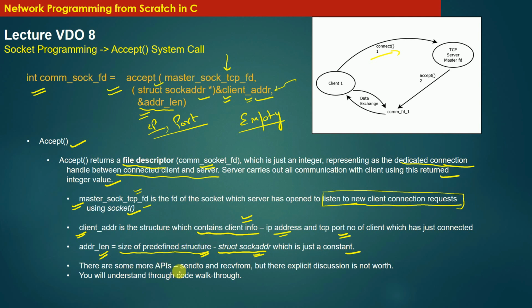So there are some more APIs like sendto and recvfrom, but their explicit discussion is not worth it here. When we will have a code discussion regarding how to implement a TCP client server program, then there itself we will discuss the sendto and recvfrom APIs. As the name suggests, these APIs are used for sending and receiving data by the client as well as server process. So here we have just discussed the synopsis of the accept system call and how accept system call should be used by the server in order to accept the client connection request from new clients. And remember, the return value of accept system call is the communication file descriptor, which is used by the server to carry out the rest of the data exchange or future communication with this client.